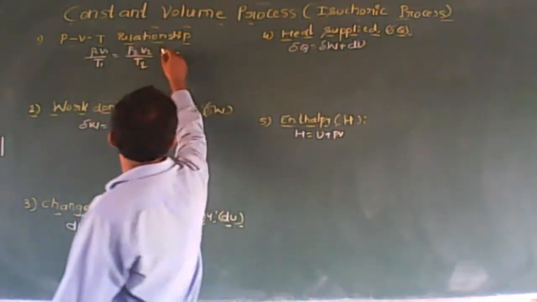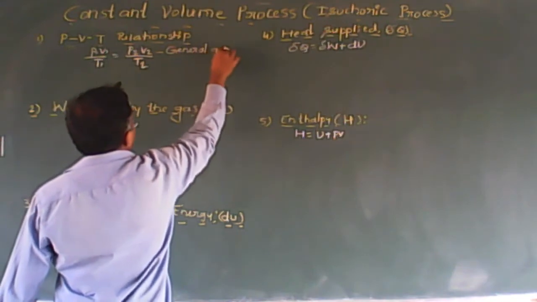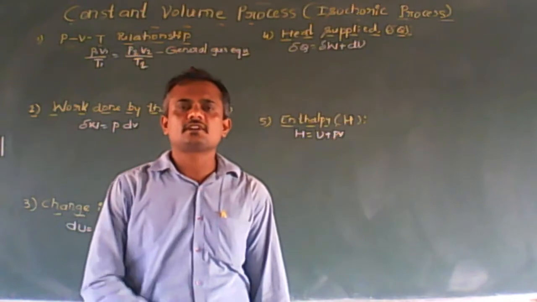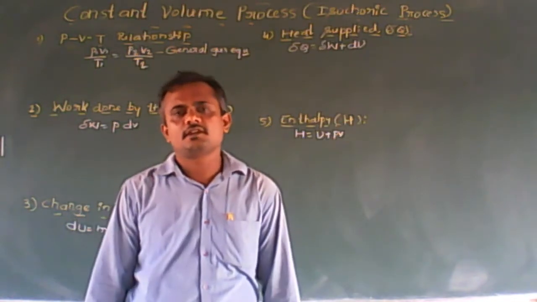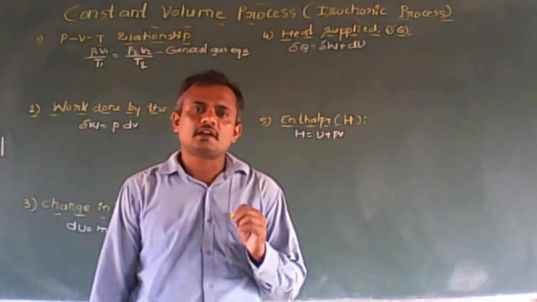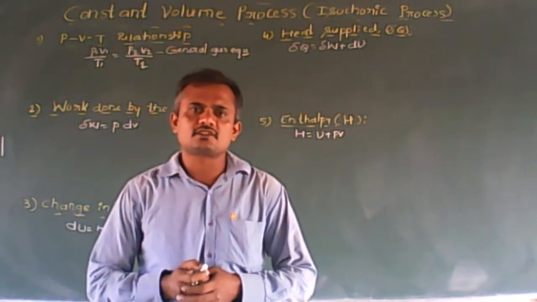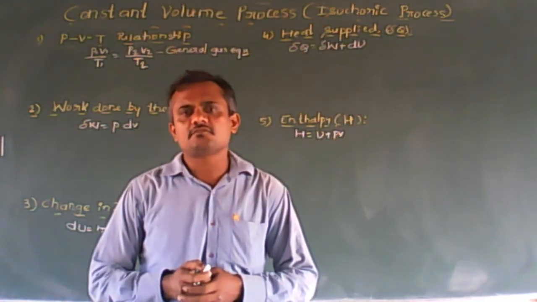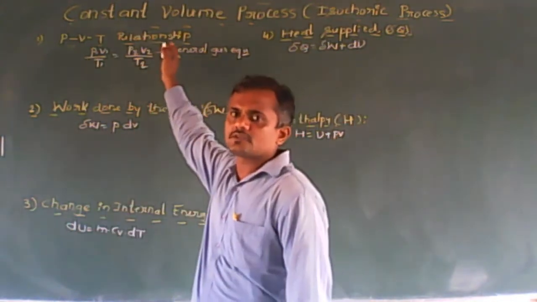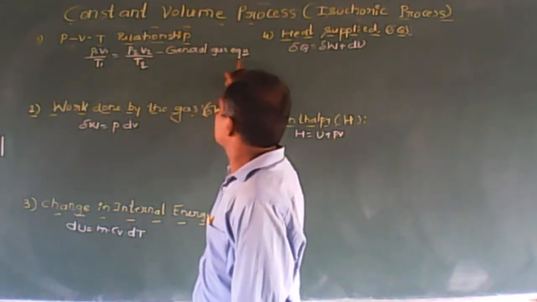This is called the general gas equation. It is common for every type of thermodynamic process. And one more thing you should remember, the characteristic gas equation, is different from this. What is the characteristic gas equation? PV is equal to mRT is the characteristic gas equation. The general gas equation is taken as P1 V1 by T1 is equal to P2 V2 by T2.